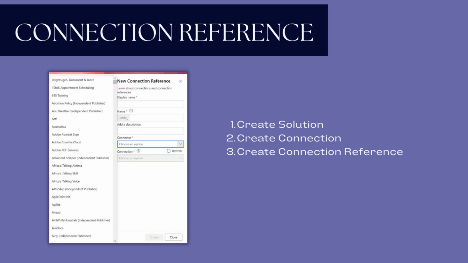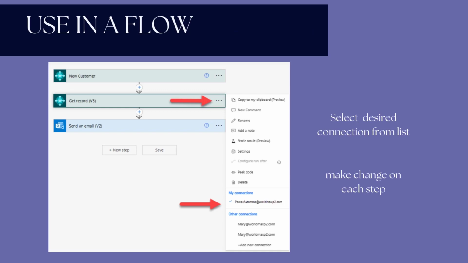These connection references are what makes it possible to move the solution or the flow from one environment to another without having to recreate these. When adding a connection reference, you will give it a display name. I'd also highly recommend giving it a description to make it easily identifiable later. You will be able to select the connector from a drop-down list of all the connectors that are available. And then finally, you will be able to select the connection that you have previously made to add to this connection reference.